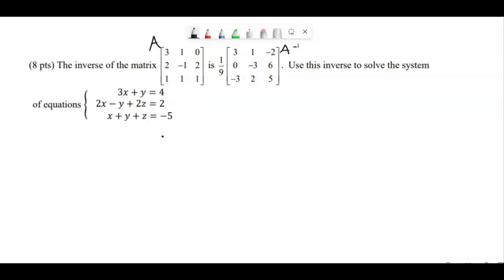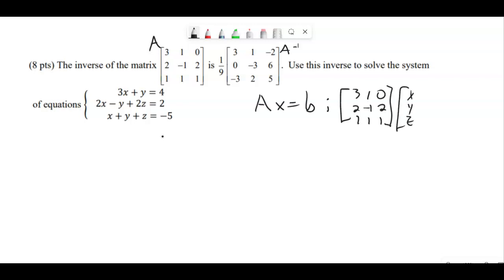So there's not a lot to do on this problem, but first, recognizing that we can write this system as AX equals B in matrix form, that would be 3, 1, 0, 2, -1, 2, 1, 1, 1. There we go. A times the XYZ equals the B, 4, 2, -5. This would be the system written in matrix form. Not augmented matrix form, but full matrix equation form.